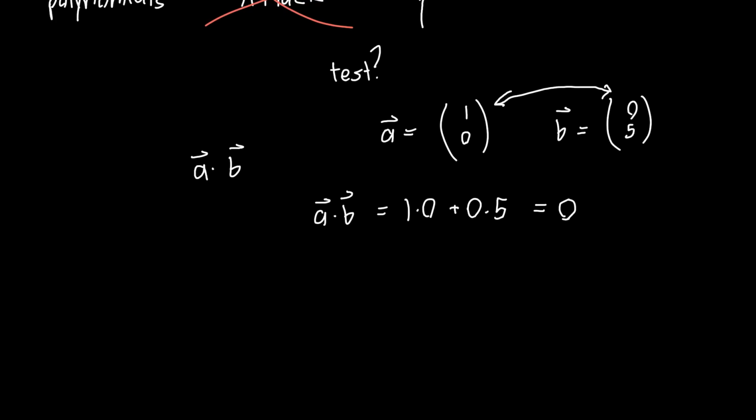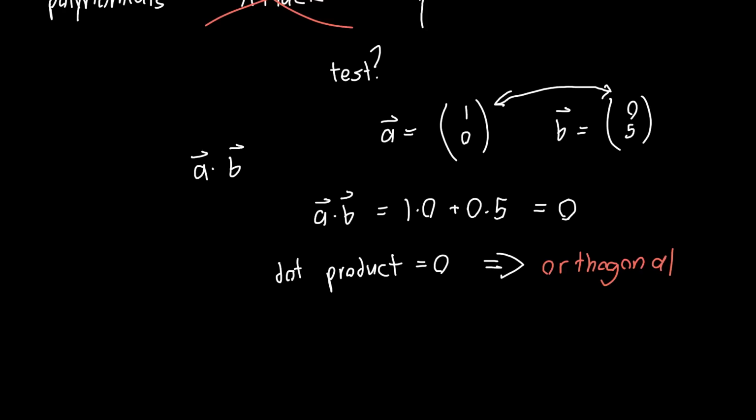So these two vectors are orthogonal. So anytime the dot product of two vectors is 0, this means the vectors are orthogonal. See, I'm getting ahead of myself.